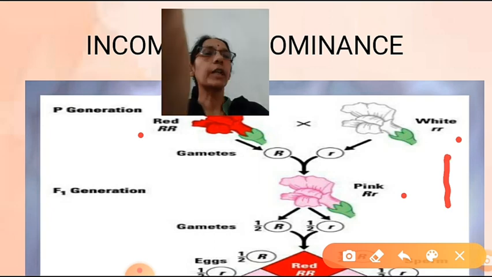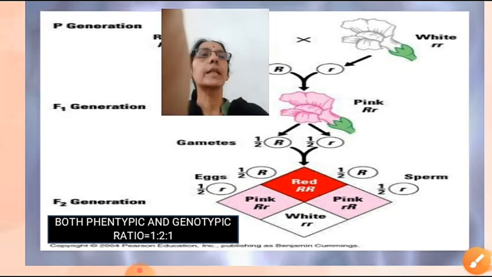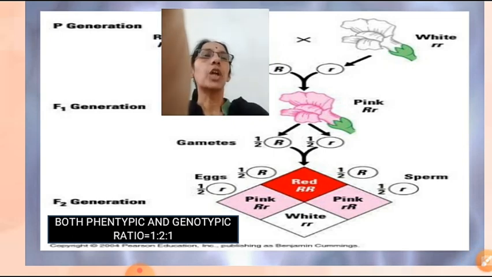Now, when two F1 generation plants were crossed, here you can see capital R, small r, capital R, small r. That time we got one red, two pink and one white. So both phenotypic and genotypic ratio here is the same. One red, two pink, one white: 1:2:1. Both the phenotypic as well as the genotypic ratio remain the same in case of incomplete dominance.